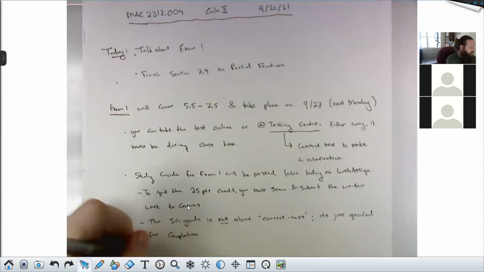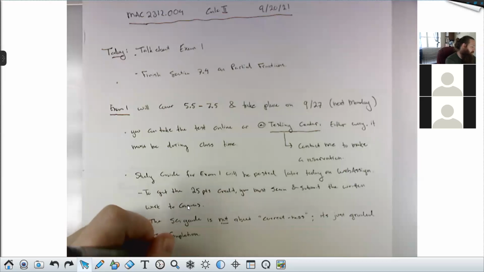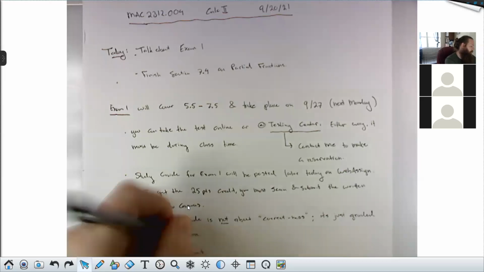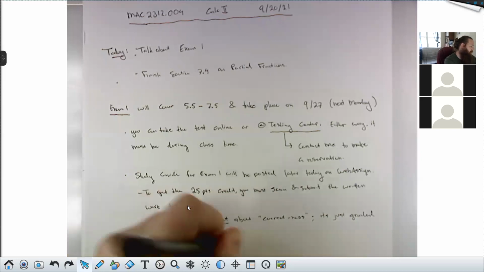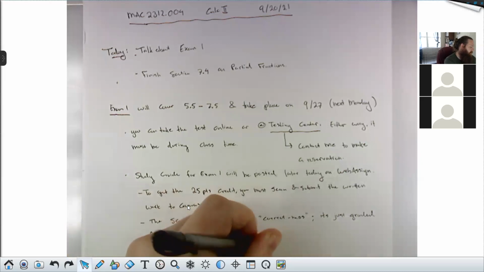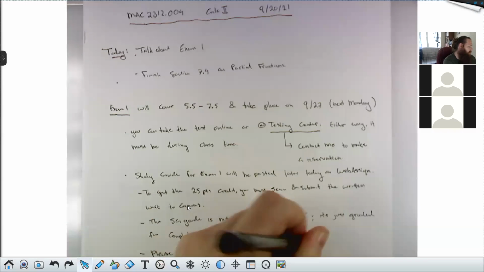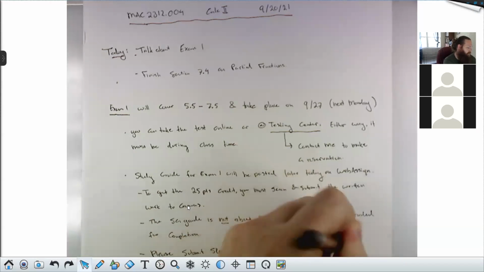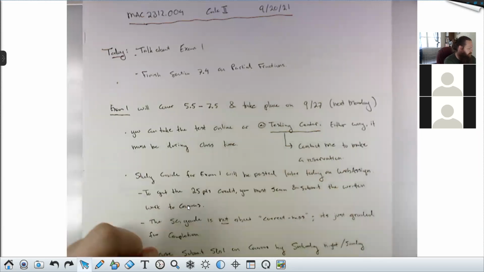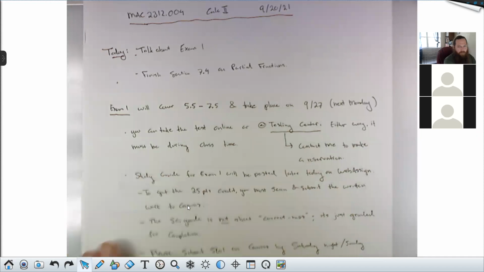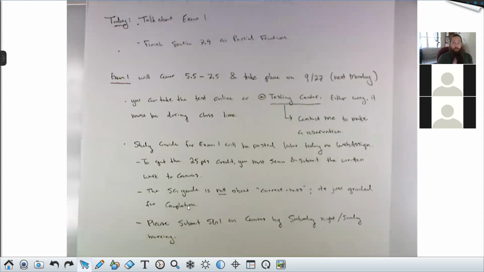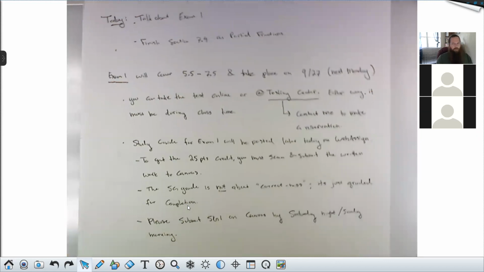So my advice, please submit the study guide on Canvas by Saturday night or very early Sunday morning. Because Sunday afternoon, I'm going to go into Canvas and I'm going to mark up those study guides. Not every single problem, but for each person, I'll pick 1 or 2 problems to mark up the way I would mark them on a test. And that way I'll be able to get you some feedback on your written work before the exam itself.